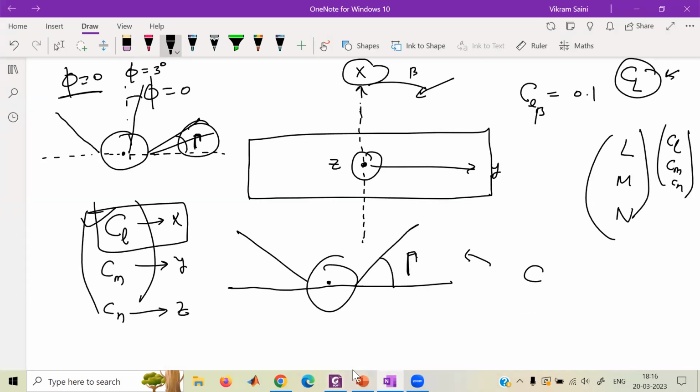Now, it's CL beta. So I want to be sure that everybody understands what CL beta means. Om, do you understand what CL beta means?